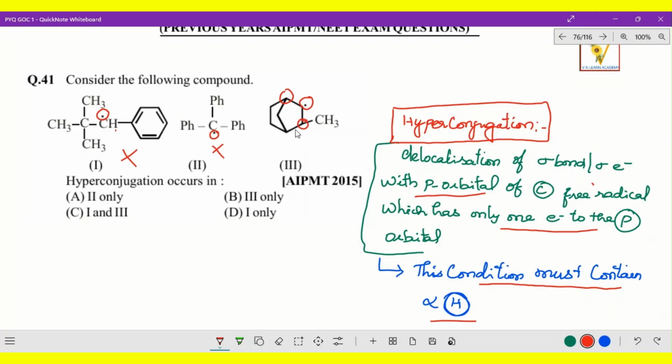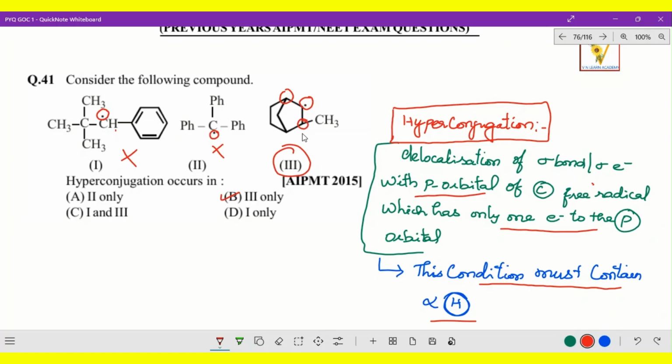Whereas here is a bridged compound. In that bridged compound, one alpha hydrogen is available here and one alpha hydrogen is available here. So only the third compound has alpha hydrogen, which is what you are asking for regarding hyperconjugation. So only compound 3 has alpha hydrogen. That means this compound is applicable for hyperconjugation. So hyperconjugation occurs only in compound 3.